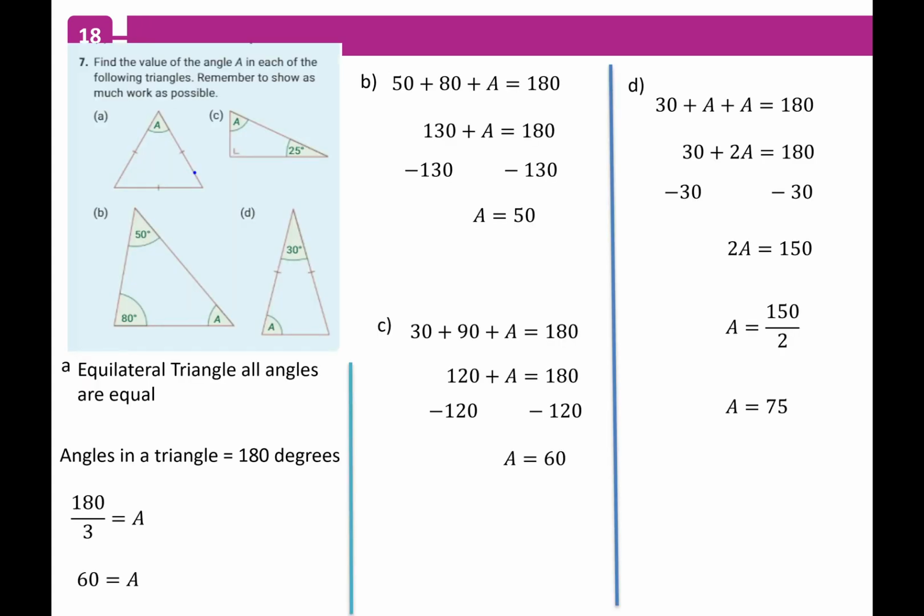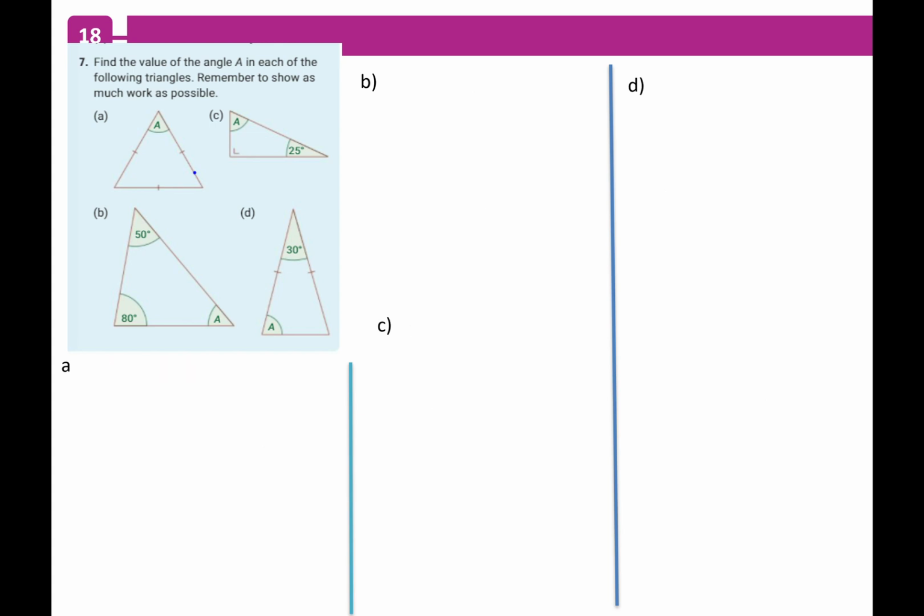Let's look at question 7 in your textbooks. Find the value of angle A in each of the following triangles. Let's look at triangle A. The three lines on the sides tell us that all of the sides and all of the angles are the same length and size. This is because it is an equilateral triangle. An equilateral triangle has equal angles of 60 degrees.